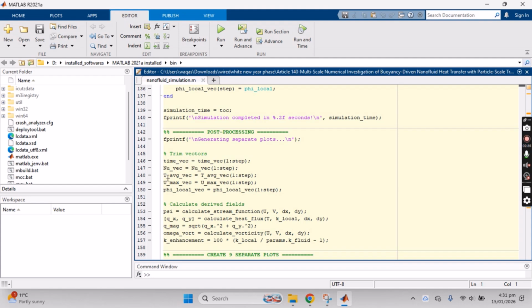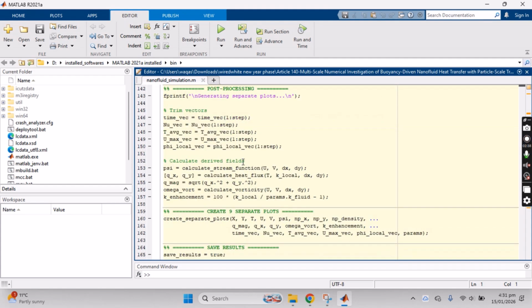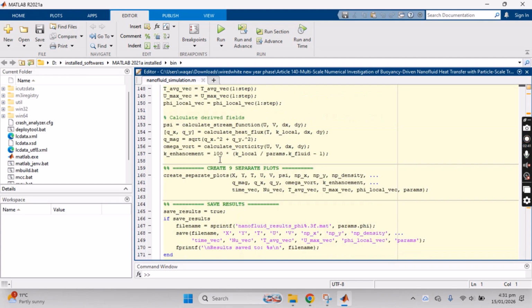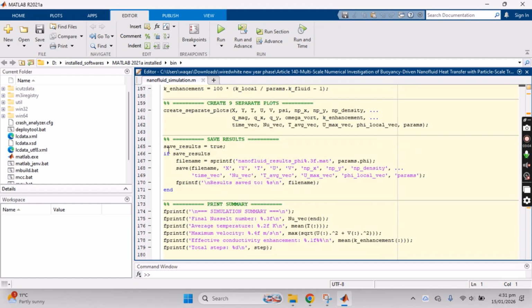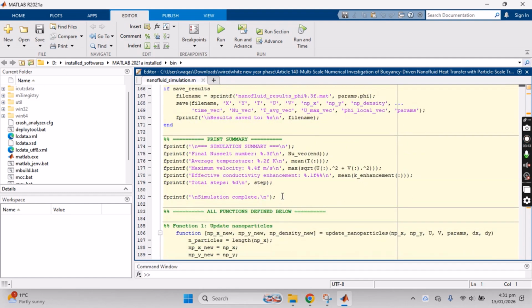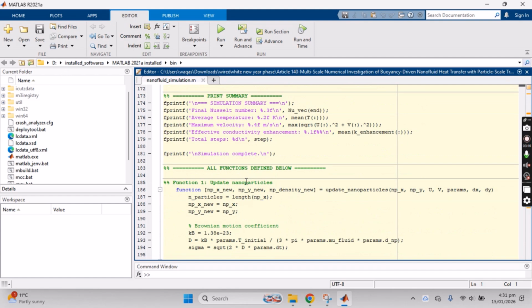So this is the time vector defined here, and these equations calculate the derived vectors and derived fields. These are the six separate plots according to different time averages and x, y, t, u. Basically, these are the time parameters as well as the velocity, psi, and everything. Okay, so these are the results accordingly as well. And the print summary. These are the summaries.